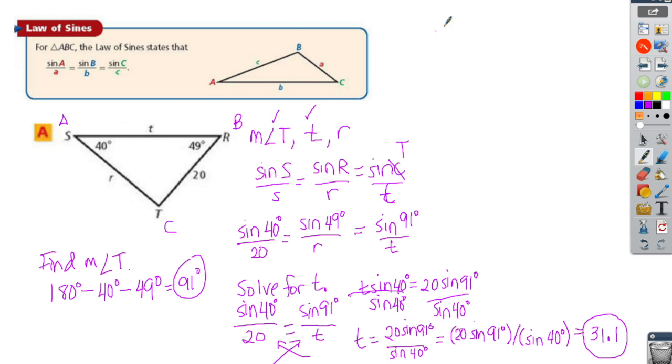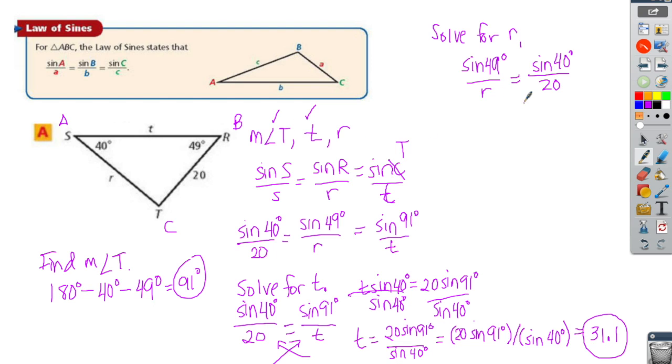So let's go ahead and find r. Let's label it once again right here, solve for r. In order to solve for r, again, we take any two of the given setup fractions that we have here. You know you're going to have to use sine 49 degrees over r, since you need to find r. At this time, because you found t, you can either choose sine 40 degrees over 20 or sine 91 degrees over t. You have that option now. In this case, I'll continue to use sine 40 degrees over 20. That's my preference. Again, you can choose the other one. The result should be the same.